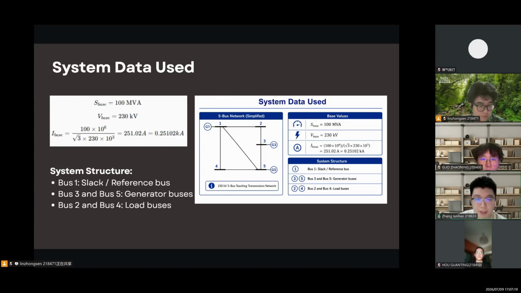This slide shows the system data used in the analysis. Bus 1 is a slack bus, so it acts as the reference bus and balances the system power. Bus 3 and bus 5 are generator buses, while bus 2 and bus 4 are load buses. This bus classification is important because each bus type has a different role during fault calculation and stability evaluation. Next.